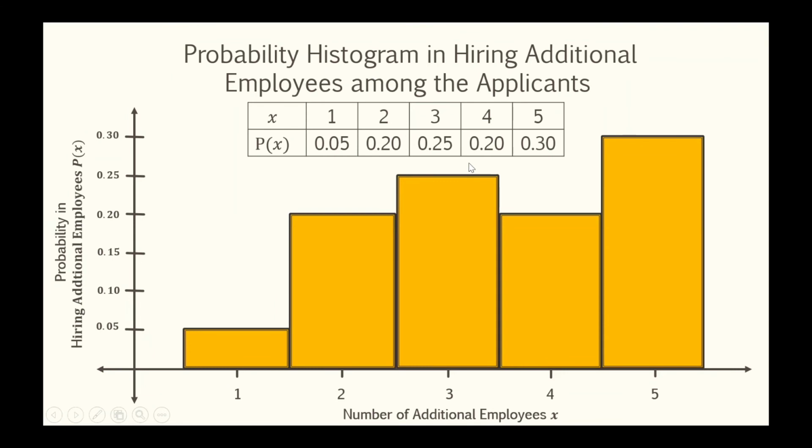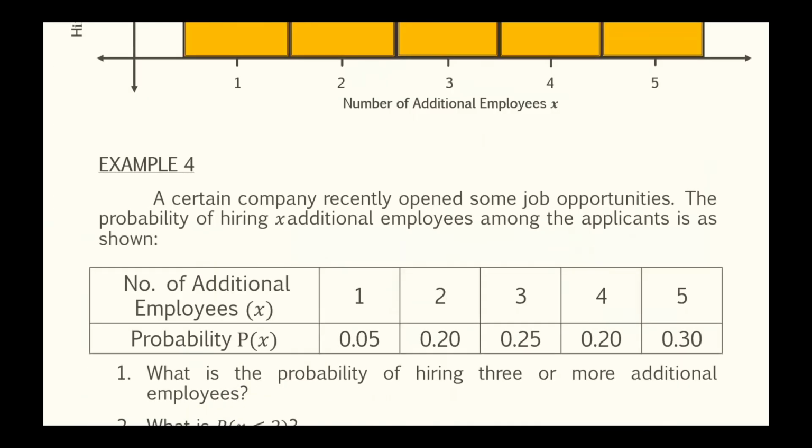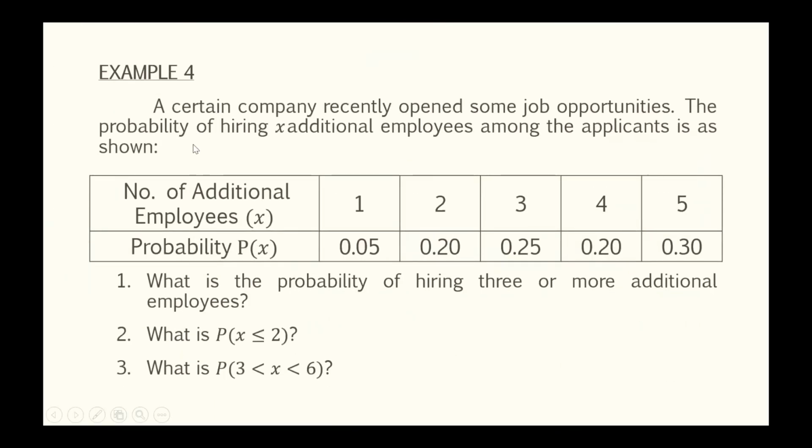Let's proceed now in computing the probabilities corresponding to a random variable. Let's have example number 4. A certain company recently opened some job opportunities. The probability of hiring X additional employees among the applicants is as shown. We have the table, the number of additional employees, 1, 2, 3, 4, 5, and its corresponding probabilities: 0.05, 0.20, 0.25, 0.20, and 0.30.